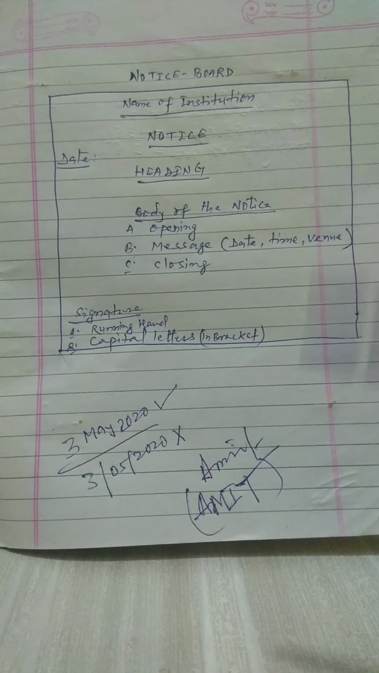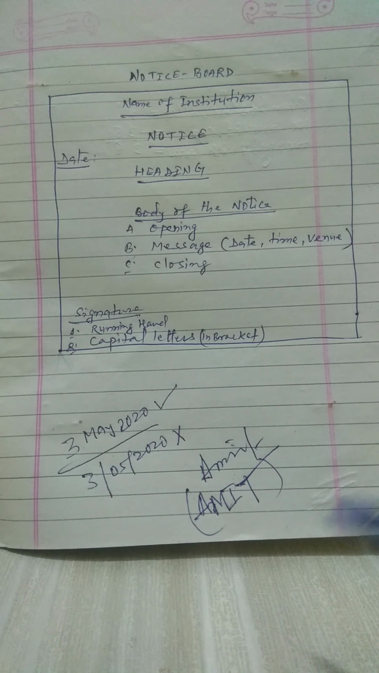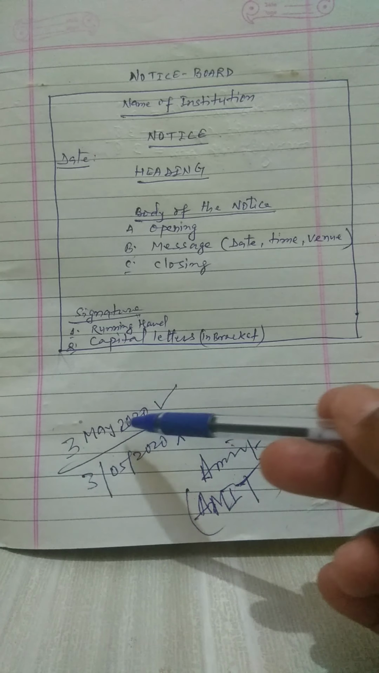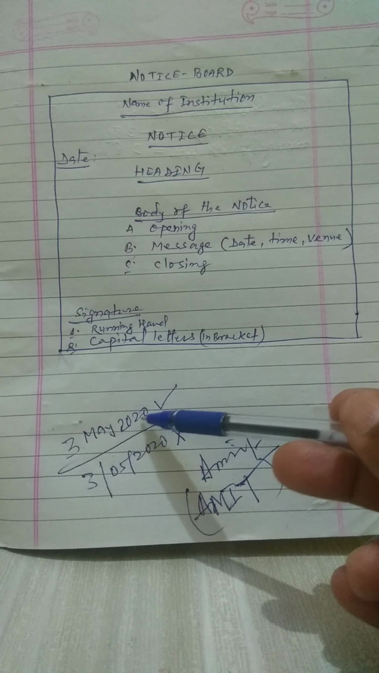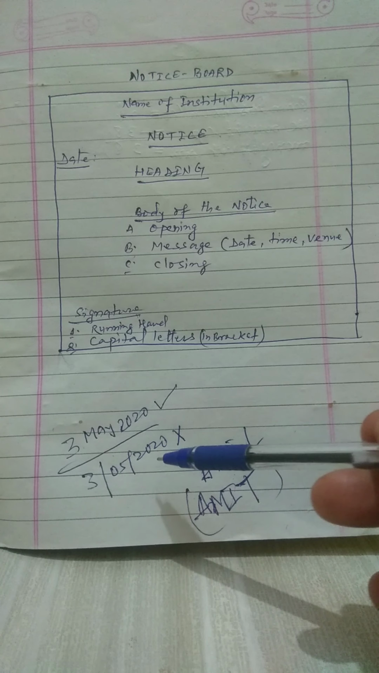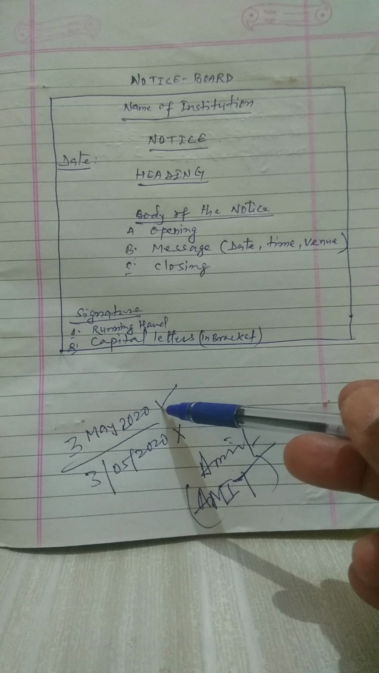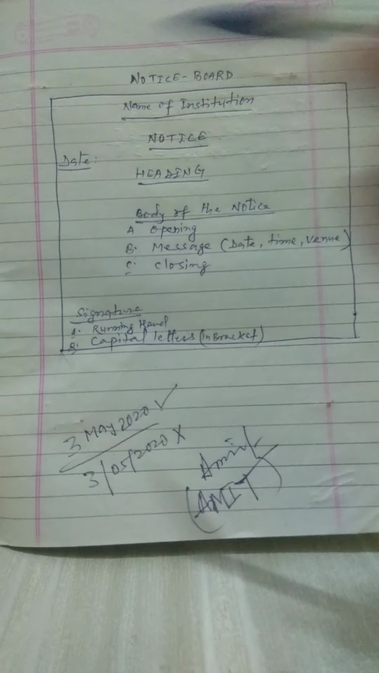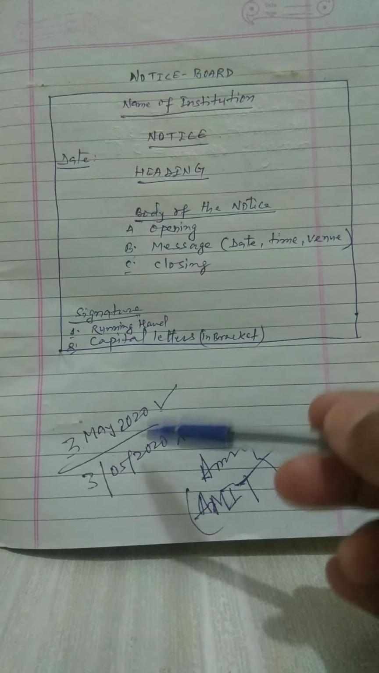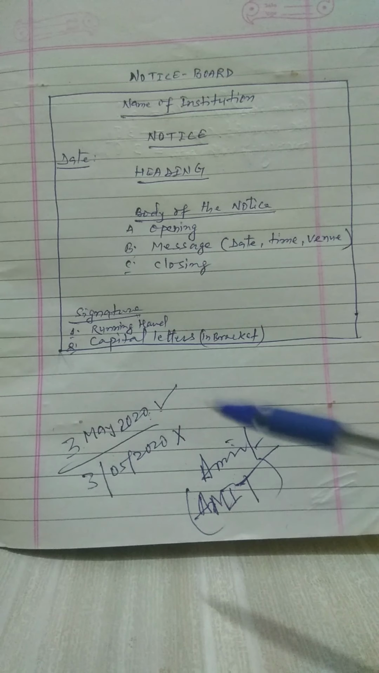Between the notice and the heading, on the left side, we write the date. No need to write the word DATE, we only write the date itself. Suppose today is 3rd of May, so we write it in this way: 3rd May 2020. We never write 3/5/20. If we write in that way, it will be the wrong method, and this is the correct method. Then after leaving one line, we start the notice.